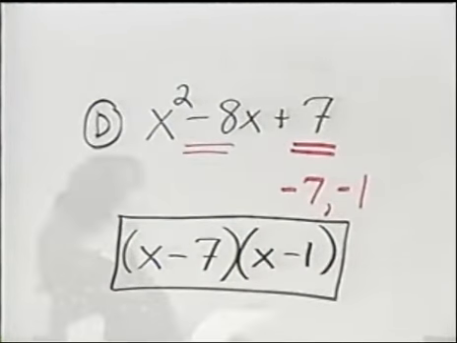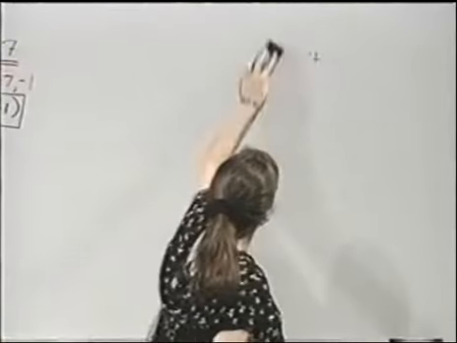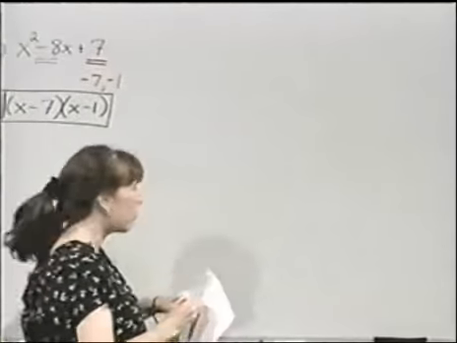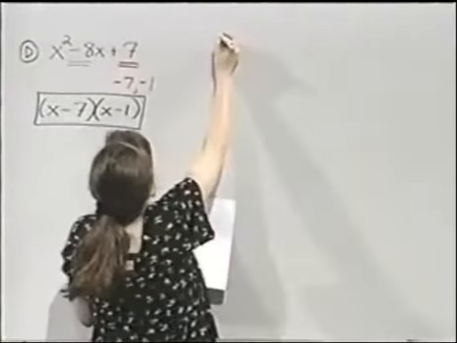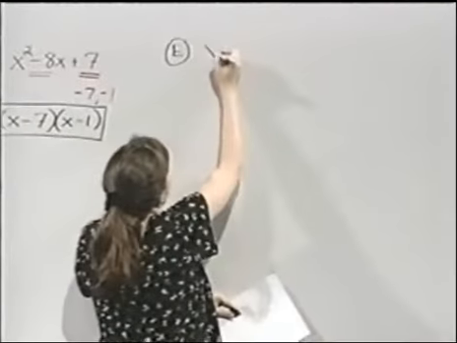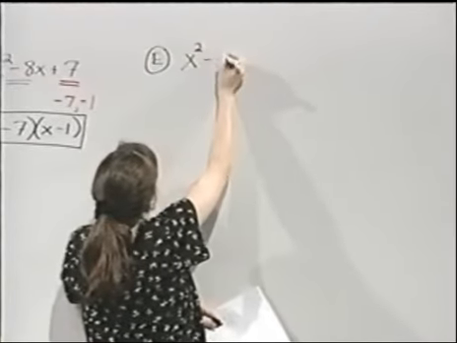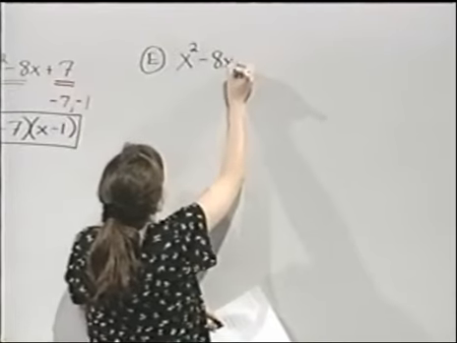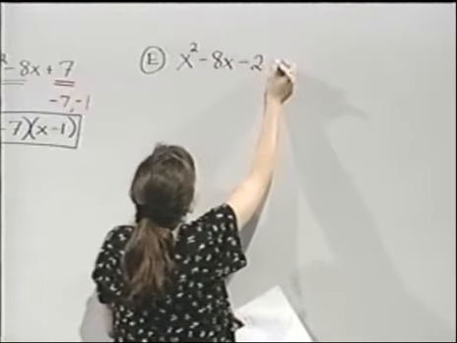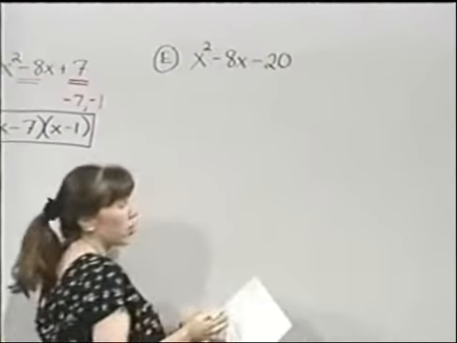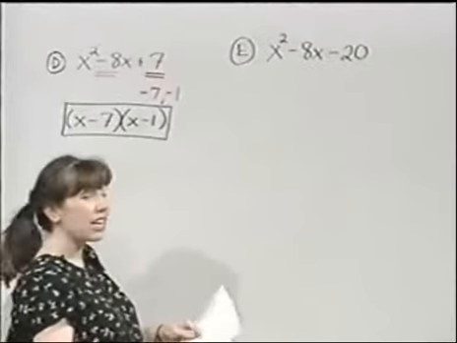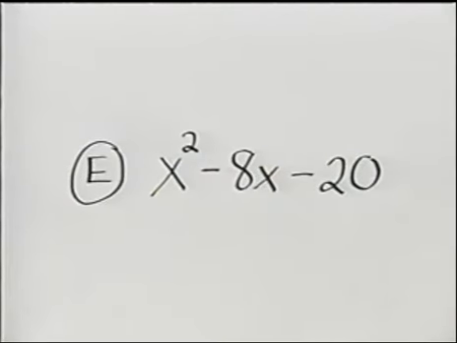Okay, let's take a look at another one that's kind of tricky. And this will be example E. So again, it'll have a negative involved. E reads as follows. We're going to take the polynomial x squared minus 8x minus 20.